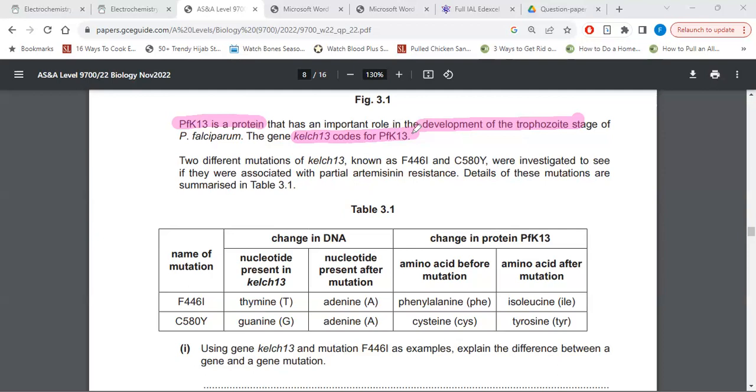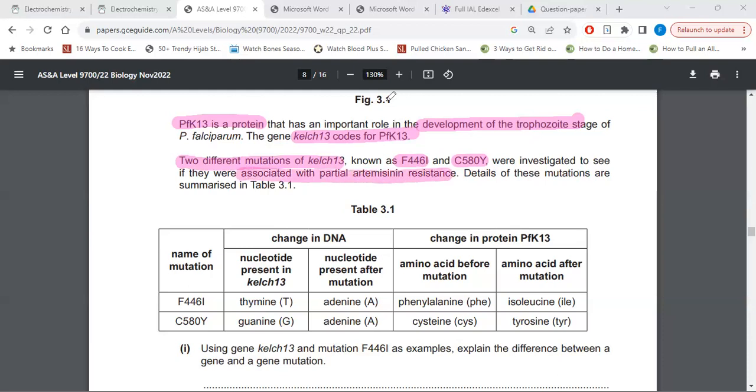Okay. Now, so the gene is KELCH13 and the protein is PFK13. And what's the function of the protein? It helps in survival of the malaria. Two different mutations of KELCH13, known as F446I and C580Y. So this gene, KELCH13, can have two mutations. Okay, one is F446I and one is C580Y. They were investigated to see if they were associated with partial artemisinin resistance.